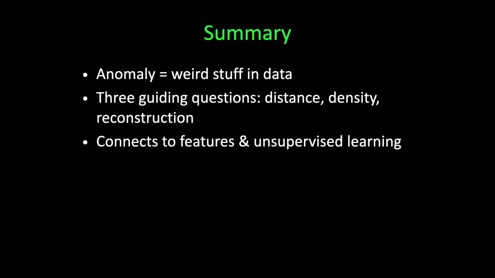So let's recap here our introduction. Anomaly detection is about finding weird stuff in data. We've defined what an anomaly is. We've explained why it matters with a couple of analogies, and also shown where those anomalies appear in cybersecurity. We've introduced three big questions: distance, density, and reconstruction. Those frame everything else, and we've connected back to some of the earlier material that we had on features and unsupervised learning. So you can see where this fits in the bigger story of machine learning.